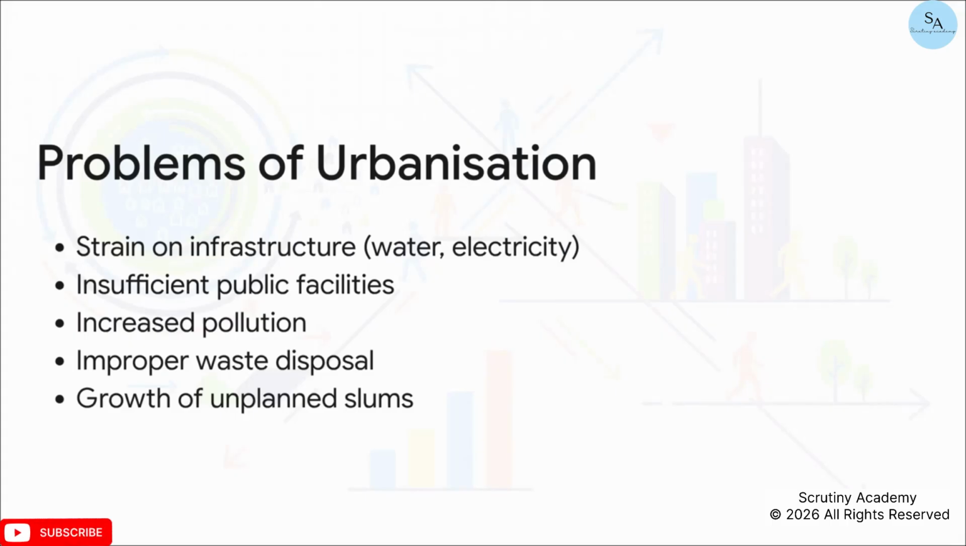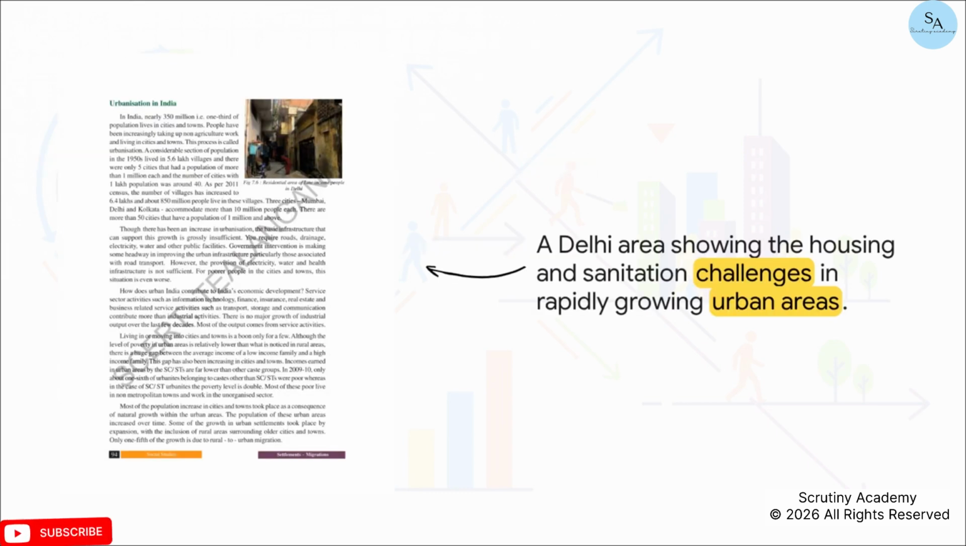You can pretty much bet there'll be a question on the problems of urbanization. When this kind of growth is unplanned, it triggers these 5 big issues. A huge strain on infrastructure. Pollution goes way up. You get waste disposal problems. And of course, the growth of slums. These are your mark-scoring keywords right here. And this image shows the tough reality behind those bullet points we just talked about. This is exactly what happens when a city's growth just explodes and the infrastructure can't keep up. You can see the housing and sanitation challenges right there, clear as day.